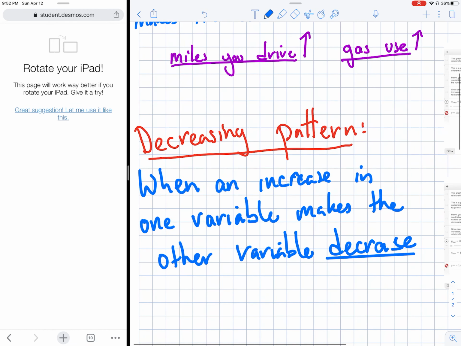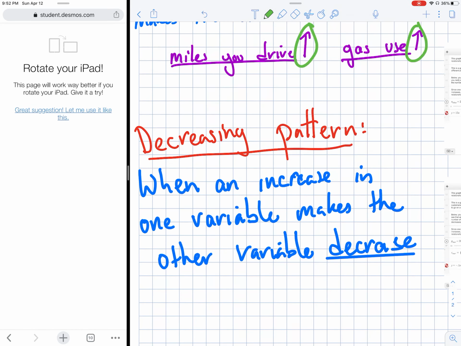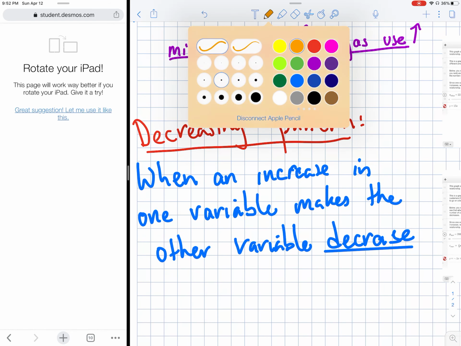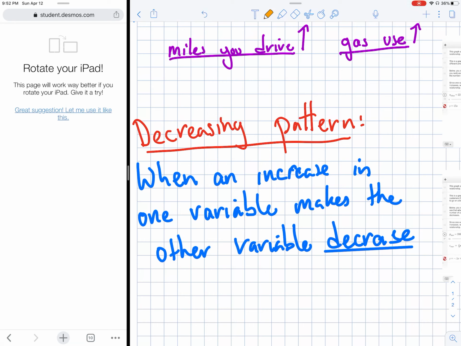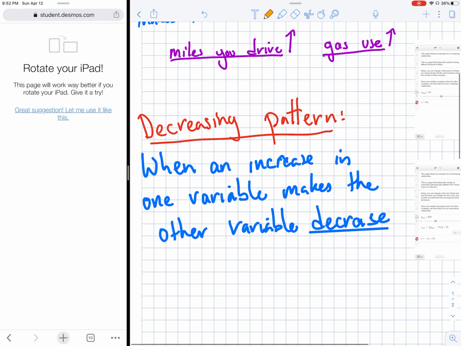So up here when we said increasing, we saw that when we increase one, we increase the other. That's an increasing pattern. In a decreasing pattern, we have something that increases and it makes the other variable decrease. So a really simple example is, let's say you're looking at two variables, right? Let's say you get $20 to go to the movies.